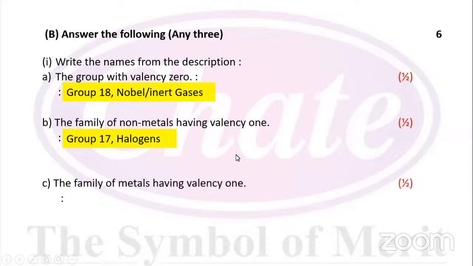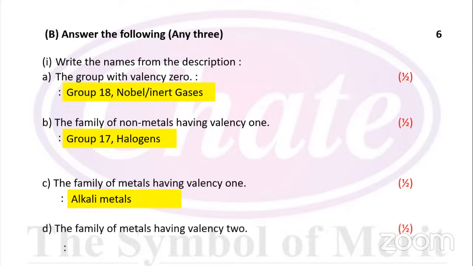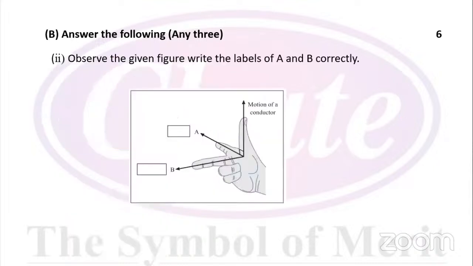Then the next question, the family of metals having valency 1. So we have to see the metals. Okay, so metals are toward the left of the periodic table and the first group represents that. So that group is named alkali metals. Okay, and the last one is the family of metals having valency 2. So the next one, that means the second group, is called alkaline earth metals. So in this way, the short answers will be there and each answer will carry half a mark, and you will get the 2 marks in this question.